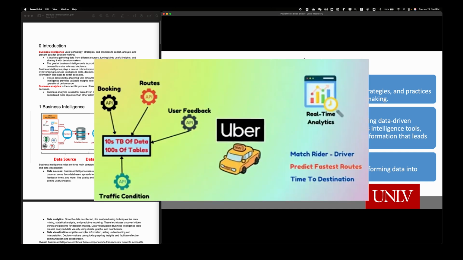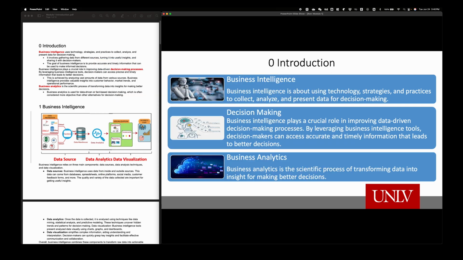Uber, for another example, uses real-time data to monitor the balance between rider demand and driver supply. When demand is high and the supply is low in a certain area, Uber automatically increases price to attract more drivers. This strategy helps balance the market and improve customer service levels.